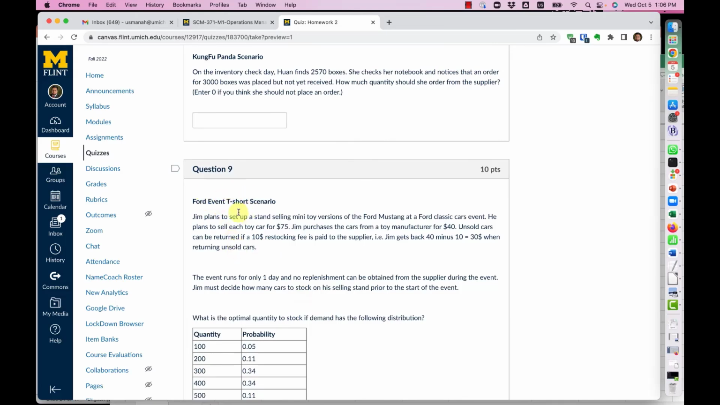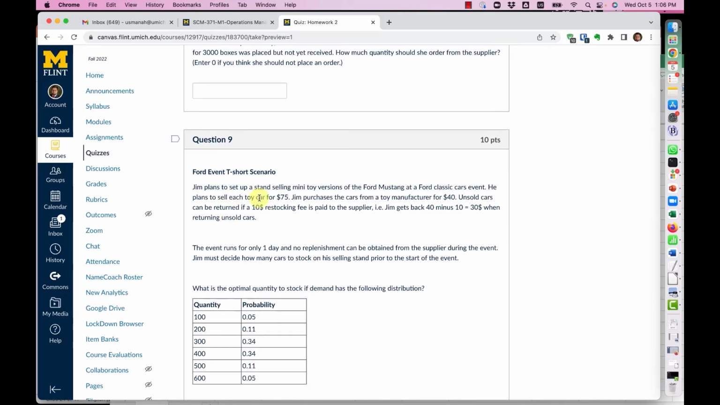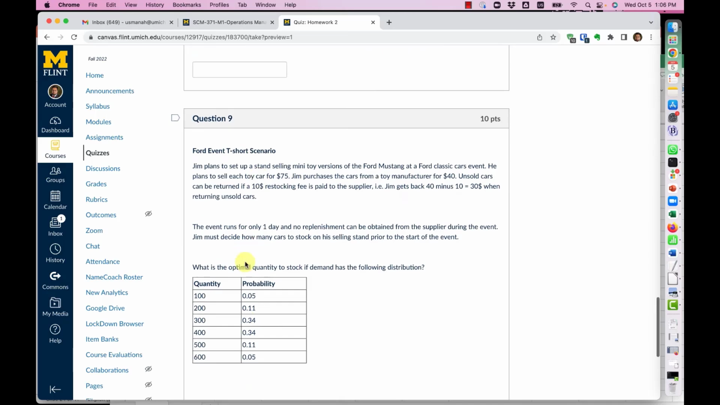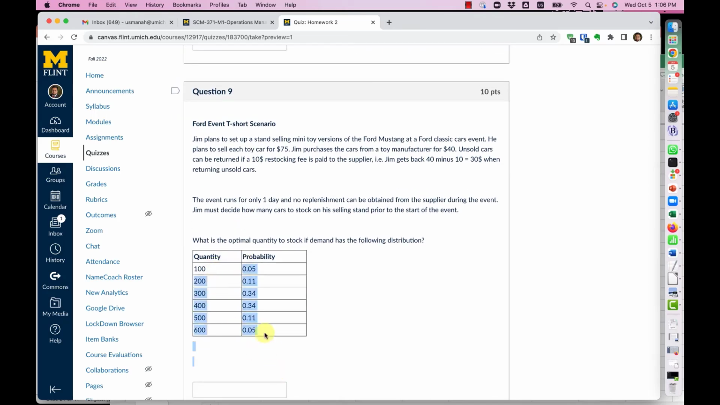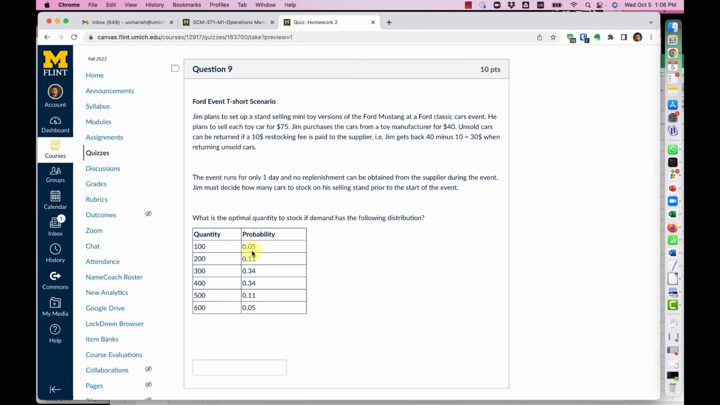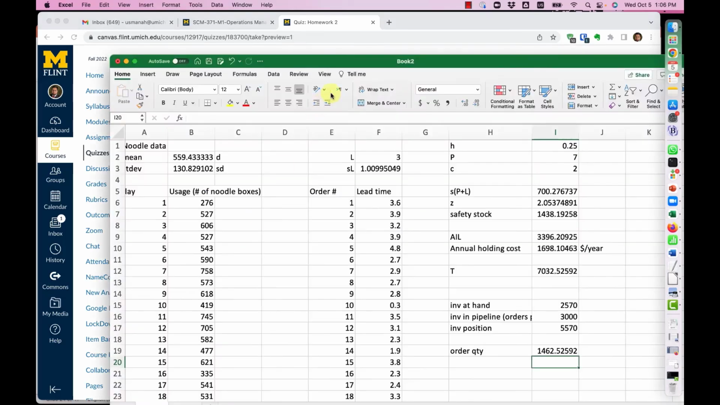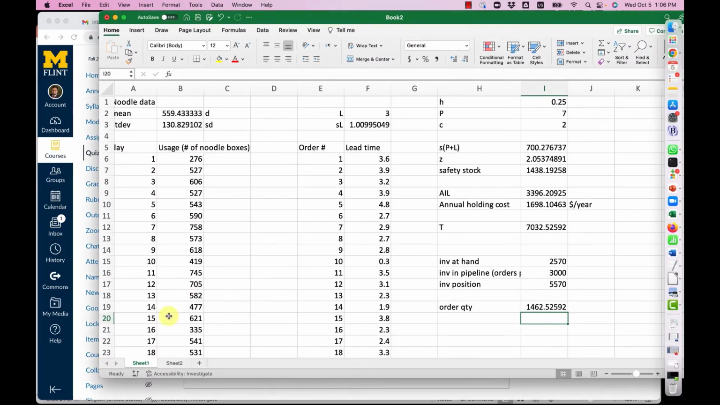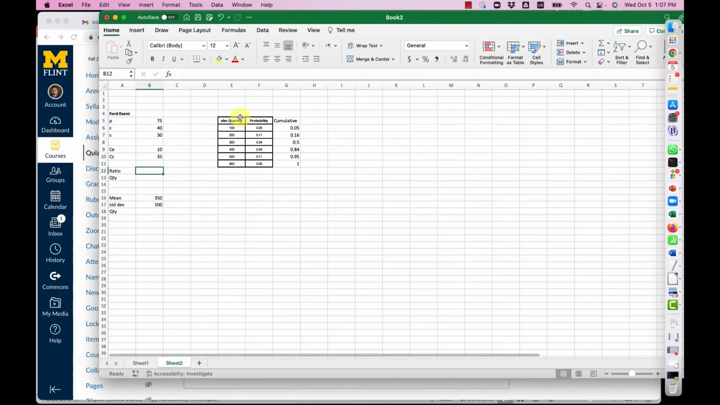Now we do the Ford scenario. So we're selling some toy versions of a car. We have a demand distribution given here. And what's the optimal quantity to keep in stock? So I took the liberty of entering the question data here. So this is the probability distribution. I know I'm going to need cumulative probabilities.